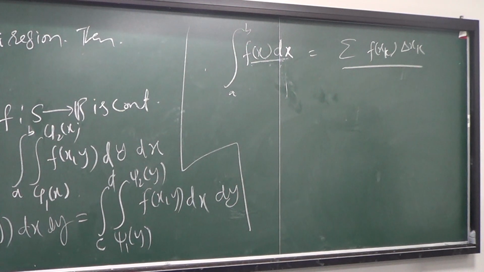So I'm interpreting dx as the width of a rectangle and f of x as the height of the rectangle, and I want to ask, what should be the meaning of dx dy?